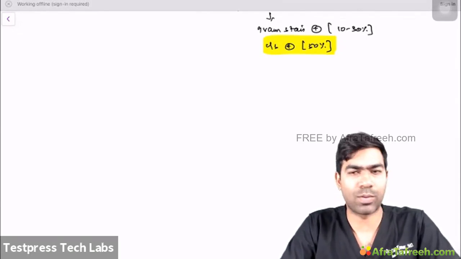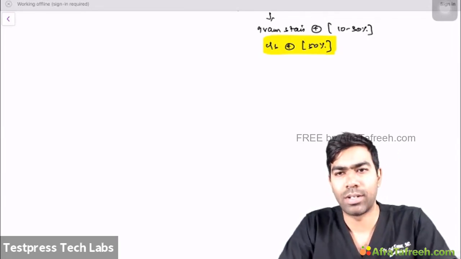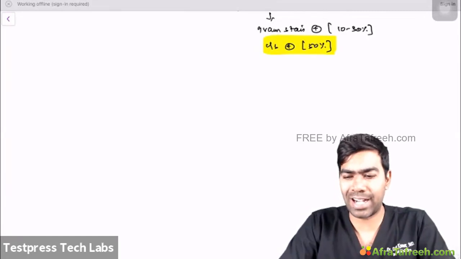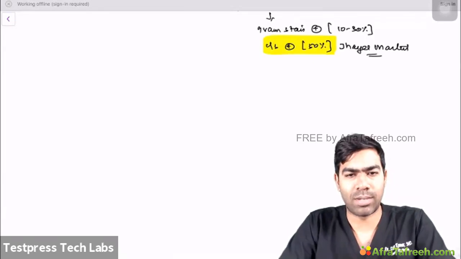Again, it's a second year question, isn't it? It's a very easy one to answer. It's not a difficult one at all. Yeah, chocolate agar you can use, but the characteristic medium that you have to use is Thayer-Martin medium for gonococcal infection. If you use it, 50% may show some form of positivity.